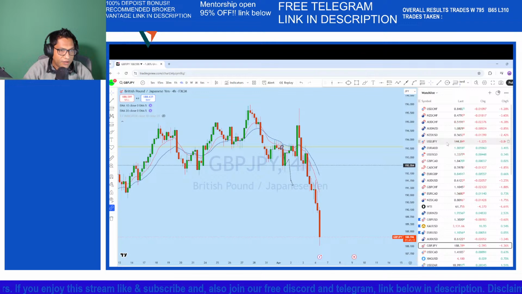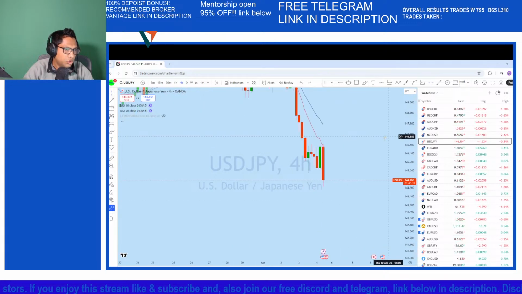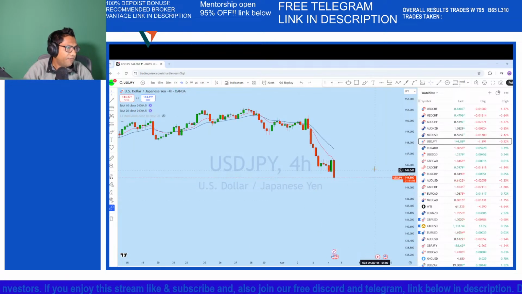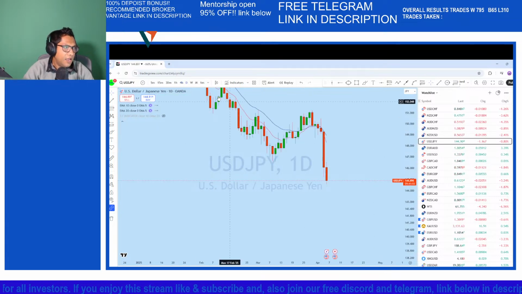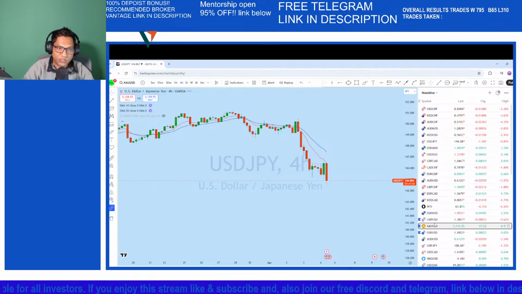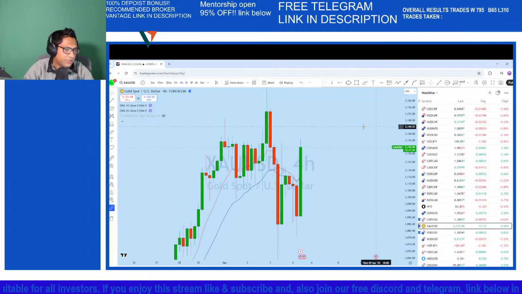GBPJPY is also trending, dollar yen is also trending, most of the pairs are trending. Dollar yen, you can see that this is the 4-hour chart. The market trend is down currently, and we'll come back to it. First, let's quickly look at XAUUSD.